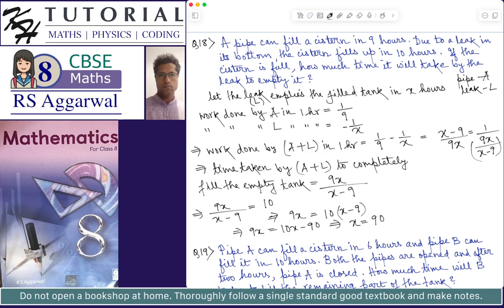So we can now say that the answer is 90 hours. That is, the leak itself will completely empty a filled tank in 90 hours. That is what the question is asking: if the cistern is full, how much time will it take for the leak to empty it? So the answer should be 90 hours. Let me check. Question number 18 is 90 hours.